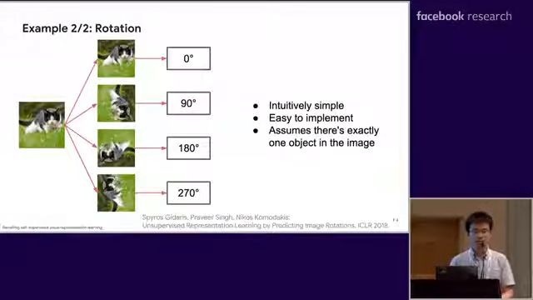Another example is rotation. The network is asked to solve a pretext task of predicting the angle of rotation applied to a given image. It's intuitively simple and easy to implement, and it assumes that there's exactly one object in the image.